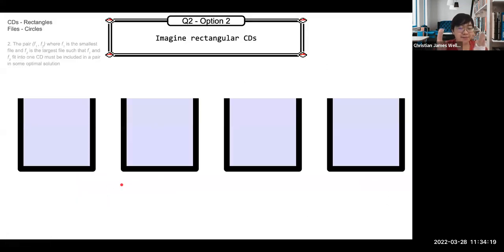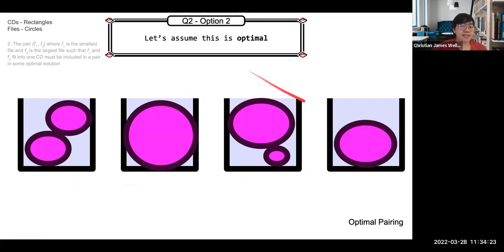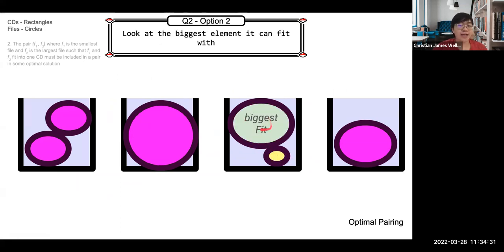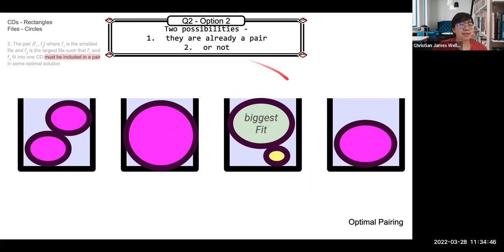Okay, so let's have a picture about this. Rectangular CDs again. Let's assume this is optimal. This is the smallest element. There are two cases. We look at the biggest element that it can fit with. Among all the other elements, this one is the biggest that can fit together with the smallest element. There are two possibilities: they are already a pair or they are not.